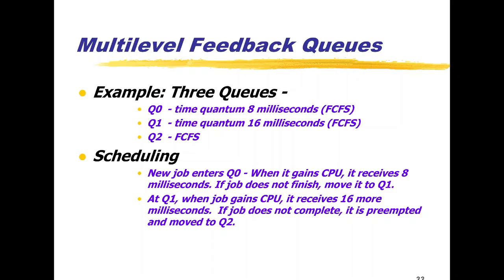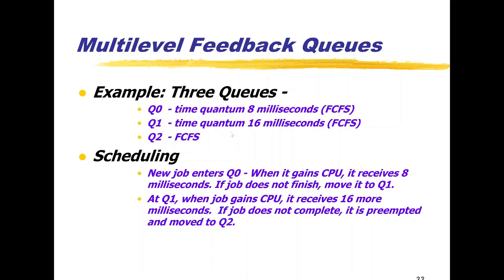Q0 has a time quantum of 8 milliseconds for first come, first serve. Q1 has a time quantum of 16 milliseconds. So the first one that comes has to spend, that is, they are round robin, but based on who comes first. So if you come first, you spend 8 milliseconds, move out, and the next one comes in, spend another 8 milliseconds. That's for Q0.